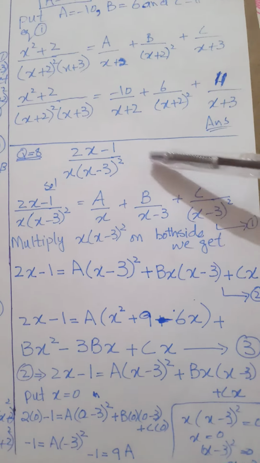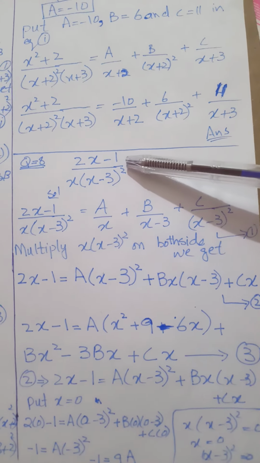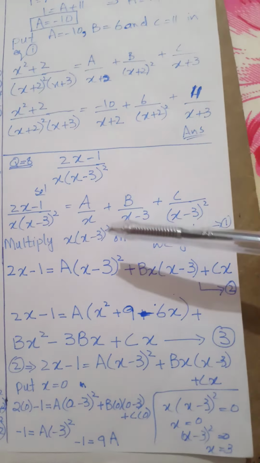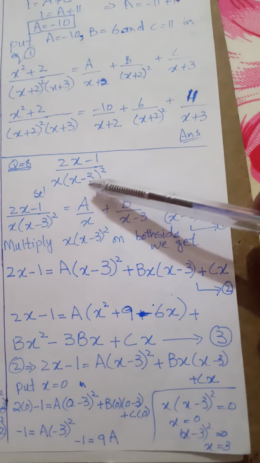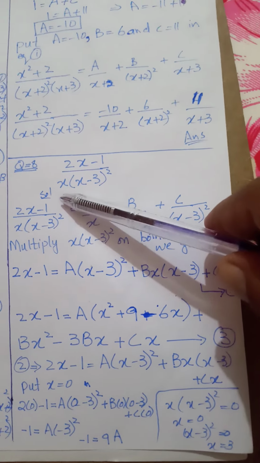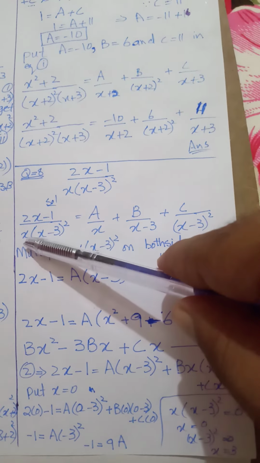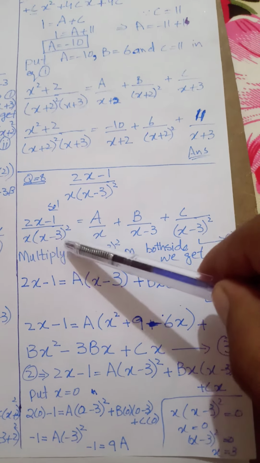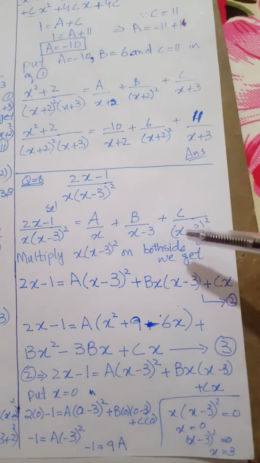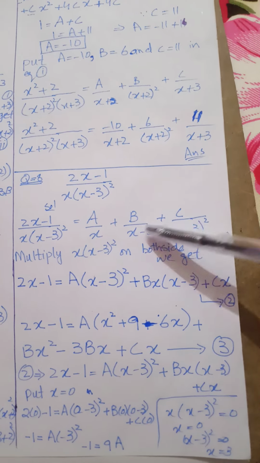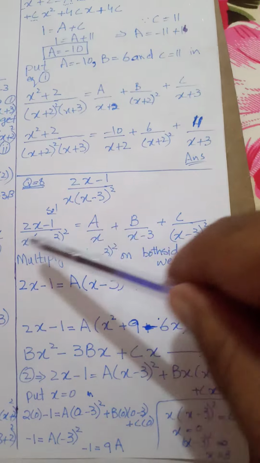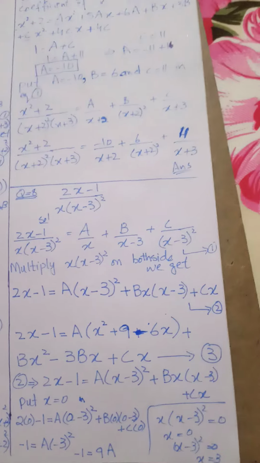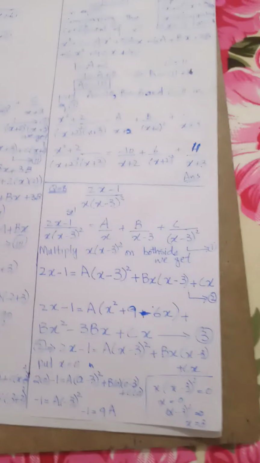Now this is question 8: 2x minus 1 over x into x minus 3 whole square. Now 2x minus 1 stays as it is. Since x is linear, we can write a over x, then for x minus 3 whole square we write b over x minus 3 and c over x minus 3 whole square. These are the terms for this, and for just x, this is the only term. We can use partial fractions here.